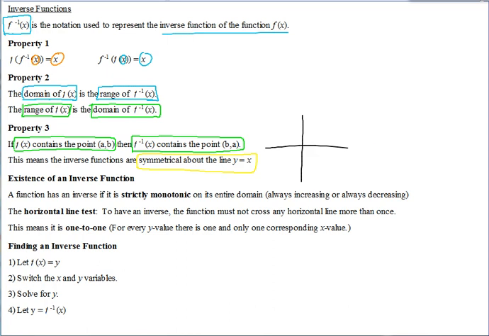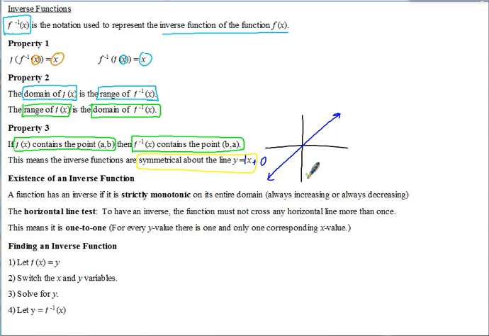So remember, y equals x is just a linear equation with a slope of 1 and a y-intercept of 0, at a 45-degree angle like that. So inverse functions you'll see are symmetrical about this, because if you switch x and y, this function would stay the same. Everything else would be reflected across this line.